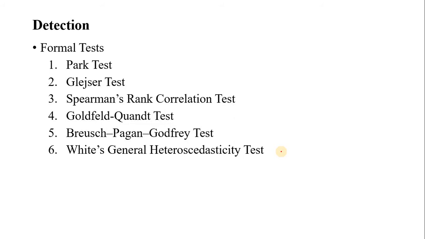So we have certain tests, like the Park test, Glejser test, Spearman rank correlation test, Goldfeld-Quandt test, BPG or Breusch-Pagan-Godfrey test, and White general heteroscedasticity test. So we have a number of tests for detecting heteroscedasticity problems. These are some of the major tests. We will discuss all these tests one by one. First we'll go to the Park test.